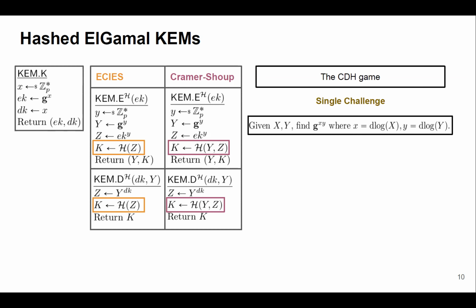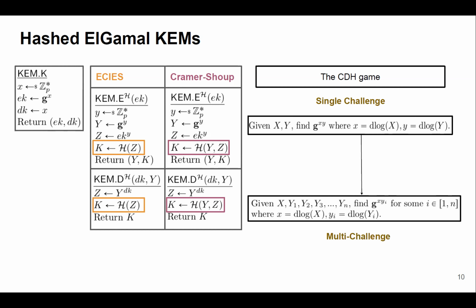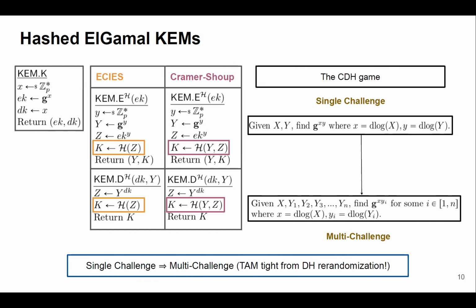Notice that the security of both these schemes reduces to the adversary's ability to query the random oracle on the secret Z. This is a very CDH-like challenge. Naturally, we reduce the security of these schemes to the CDH security of the underlying group. If we recall, in a CDH game, the reduction is given inputs X and Y and is tasked with finding g to the XY. In the multi-challenge version of this game, the reduction is given X and a set of Yi's and wins the multi-challenge version of the game if it outputs g to the XYi for any Yi. Using Diffie-Hellman re-randomization techniques, we are able to time-tightly prove that the multi-challenge version is implied by the single challenge version.